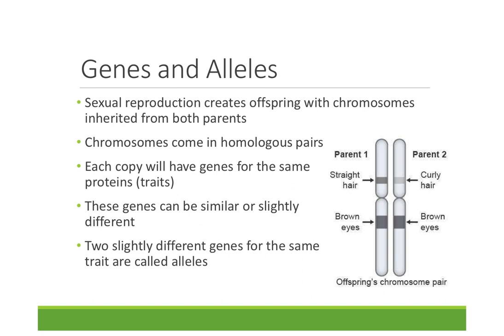Well, you know that sexual reproduction creates offspring that has chromosomes inherited from both parents, because two parents are needed for sexual reproduction. Therefore, chromosomes can be organized into what's known as homologous pairs, one from each parent. And each copy in a pair will have genes that code for the same kinds of proteins that produce the same kinds of traits, such as eye color or hair color. Now, the genes on each separate chromosome could be exactly the same, or they could be slightly different. And when they are slightly different genes for the same trait, they are known as alleles.